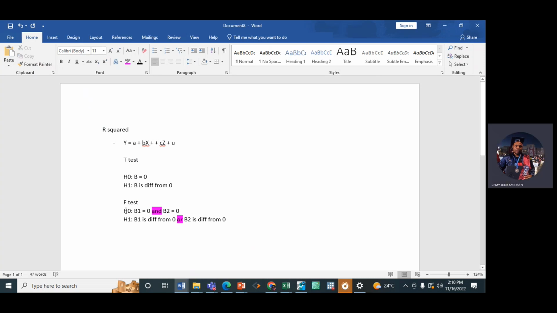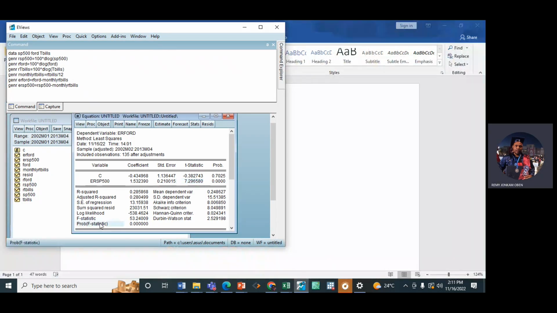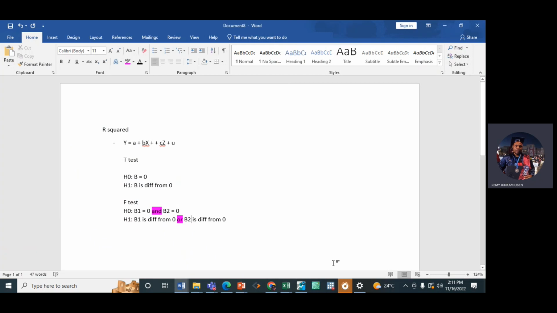So the null hypothesis is telling you that each of the coefficients is equal to 0. This one is equal to 0, and that one is equal to 0. But the alternative hypothesis is telling you that at least one of them is different from 0. This one is different from 0, or that one is different from 0, right? So you have to be careful about that. Now we use the F statistic for the F test. Check the probability value. If the probability is 0, it means it is less than 5%. So we are going to reject the null hypothesis and we accept the alternative hypothesis.